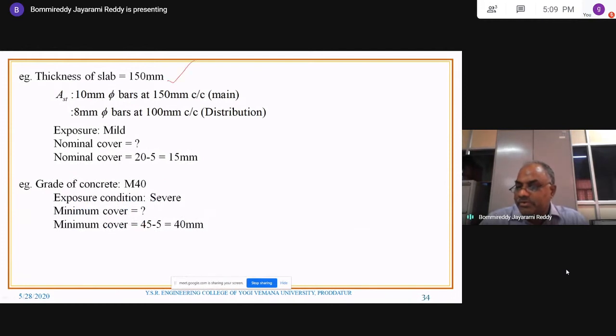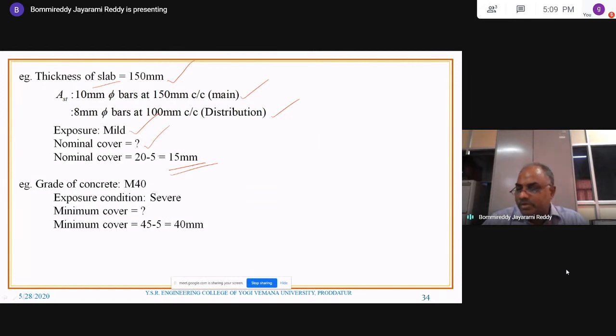When the thickness of the slab is 150 mm, the steel reinforcement is 10 mm at 150 as main reinforcement and 8 mm at 100 as distribution reinforcement. Exposure is mild. The question in the examination is, what is the minimum nominal cover? Already I told you, for a slab it is 20 mm. But here, depending on the condition, if the bar is 12 mm or less and exposure is mild, 5 mm can be reduced. So the minimum clear cover must be 15 mm only.